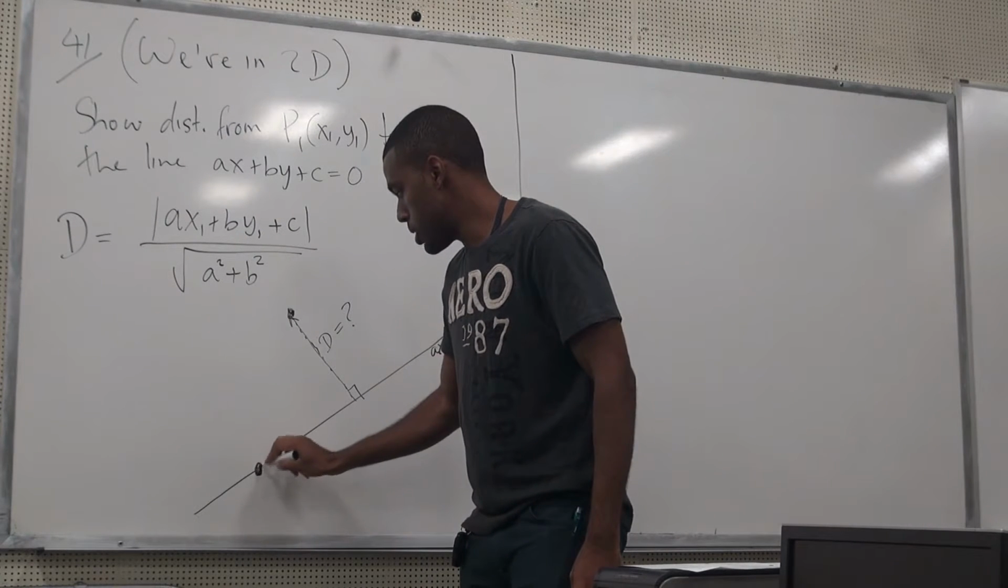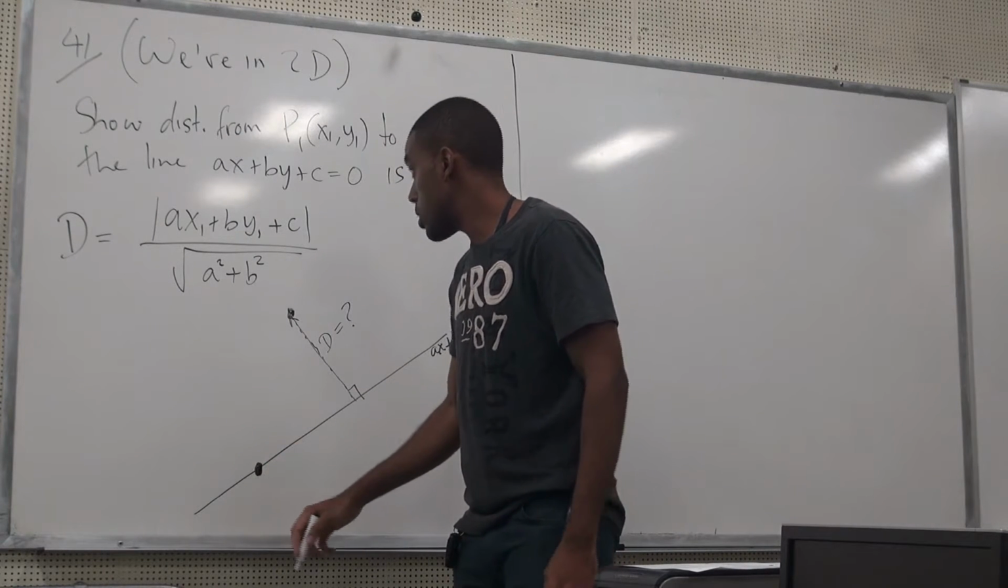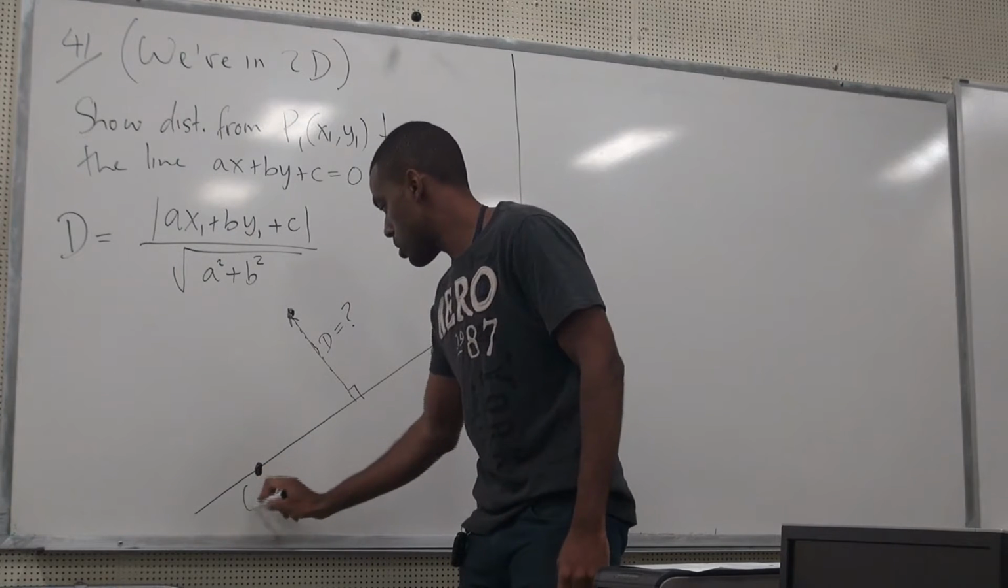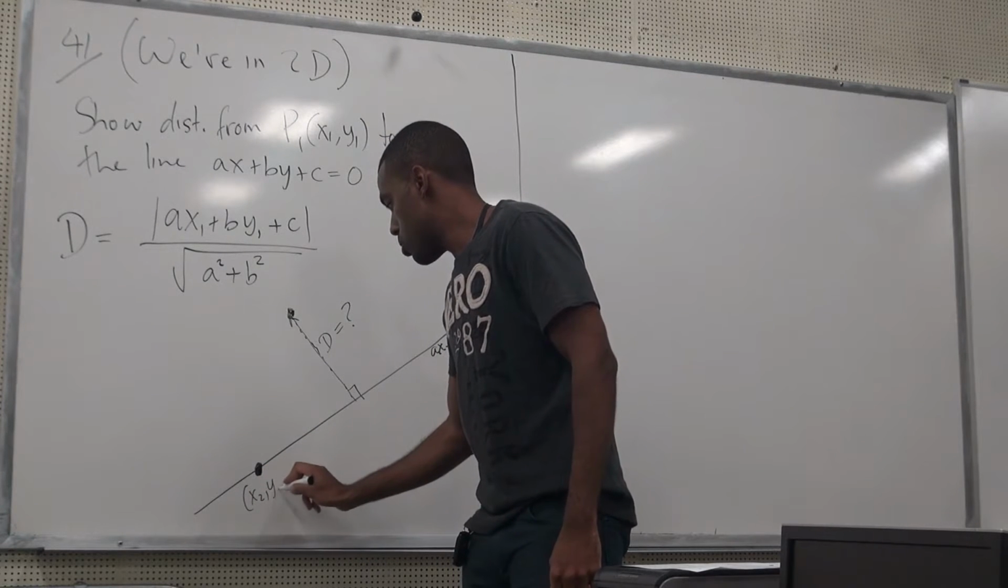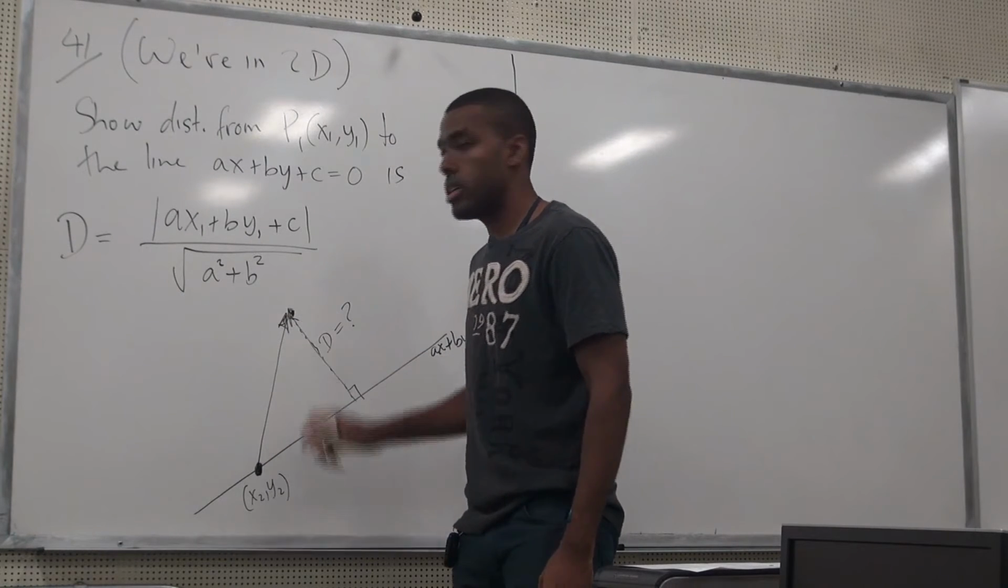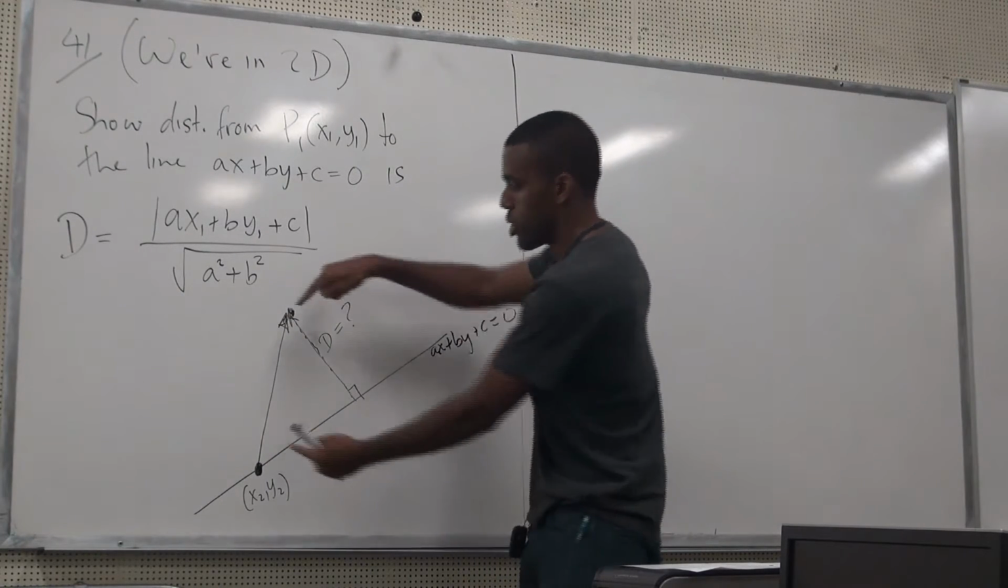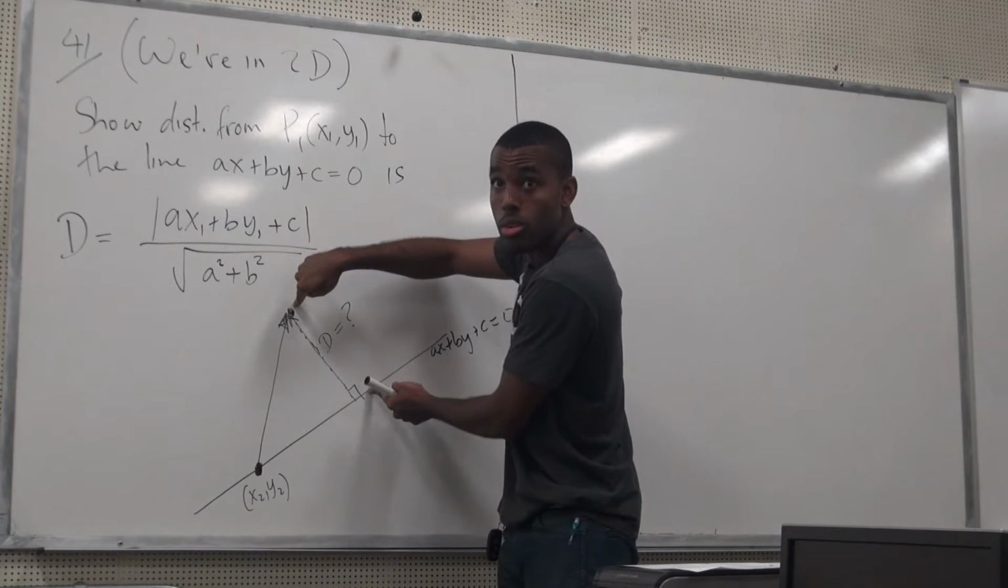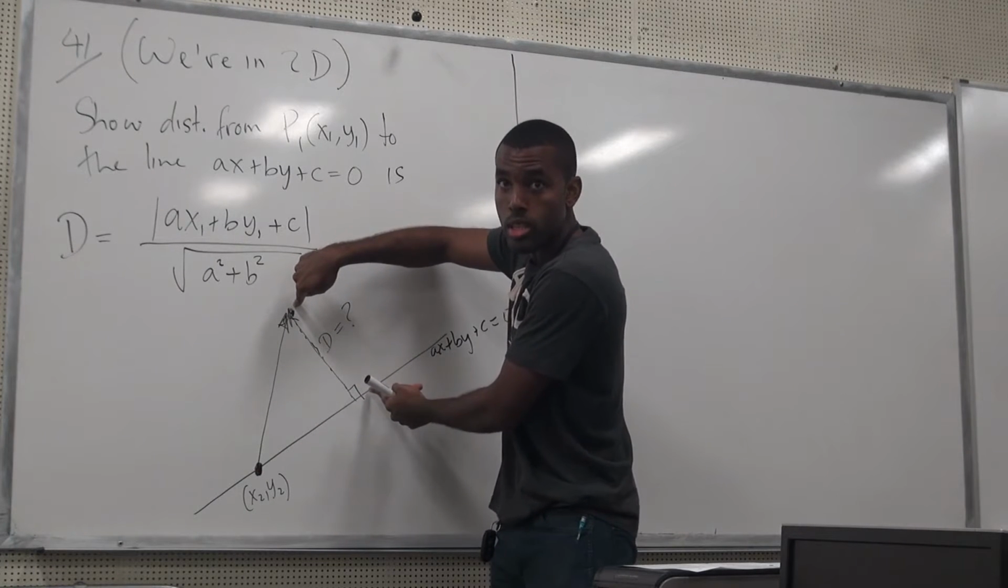Yeah. Pretty much again, pick a point here. Call it x2, y2, right? And you create a vector here. And what we can do is project this vector onto this one with a scalar projection.